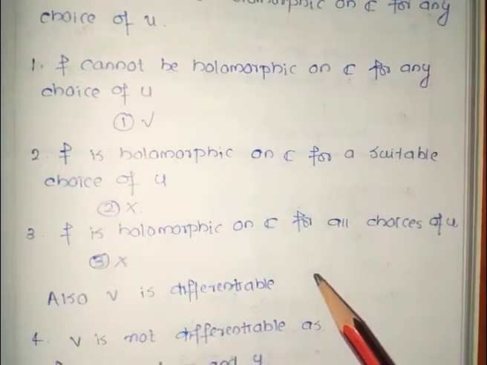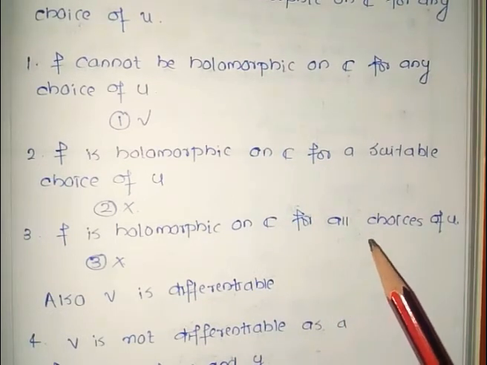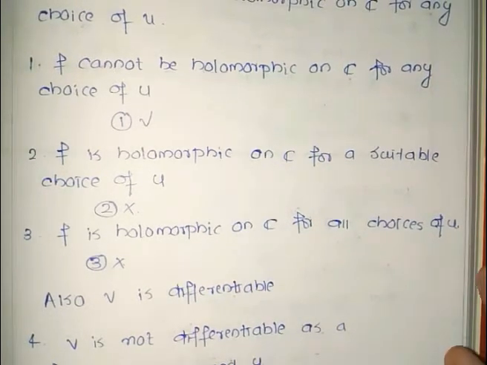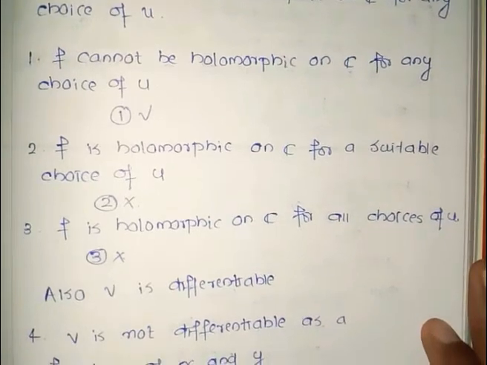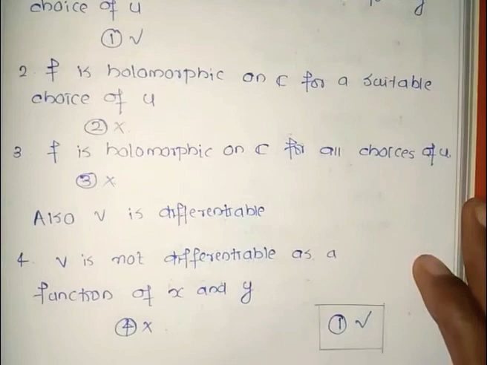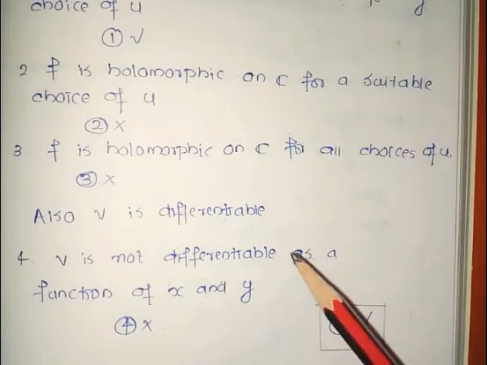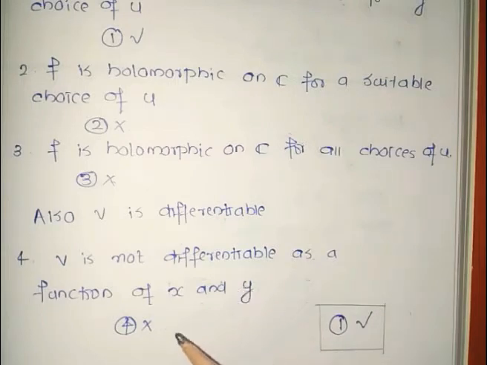And the third option, f is holomorphic on C for all choices of u, is also a wrong statement. And also we know that v is equal to 3xy square is differentiable. So our fourth option, which says that v is not differentiable as a function of x and y, is a false statement because v is differentiable. Therefore our fourth option is also wrong. So the correct option of this question is option number 1.